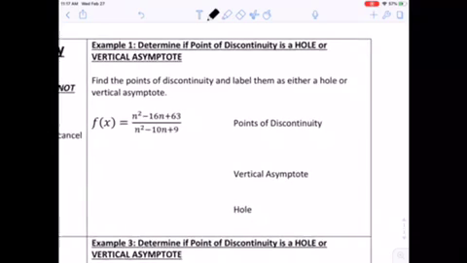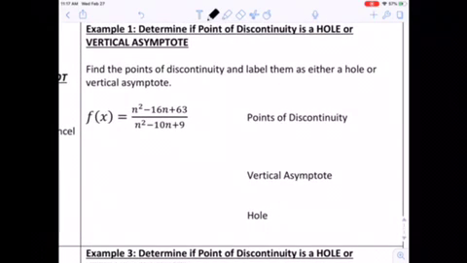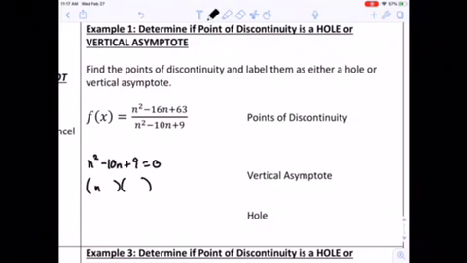So let's look at some examples, okay? First thing is determine your points of discontinuity. So take that denominator and set it equal to 0. Here it's a quadratic, so factor. What multiplies to 9 and adds up to negative 10? That would be negative 9 and negative 1. Set those equal to 0.